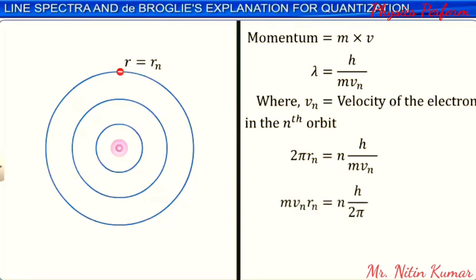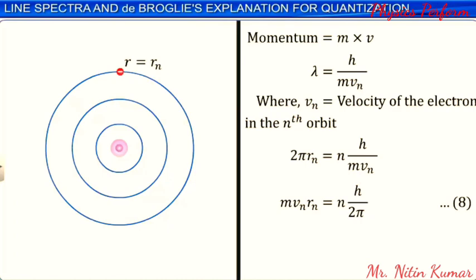Thus, the angular momentum of an electron is quantized. The quantized electron orbits and energies are due to the wave nature of the electron. Equation 8 is nothing but Bohr's second postulate.